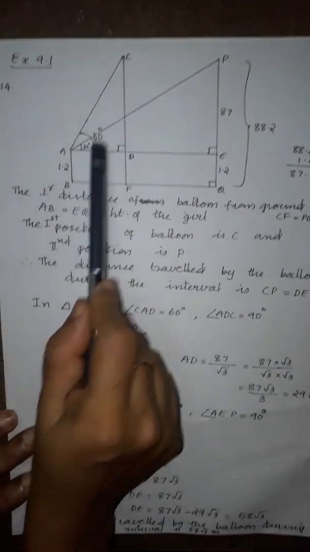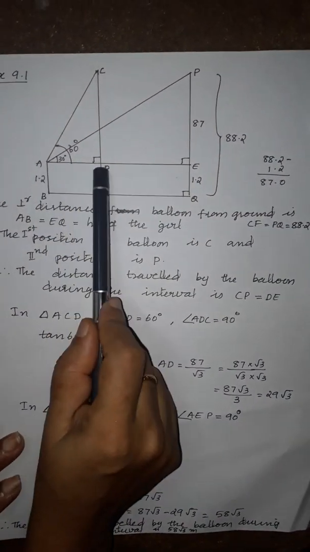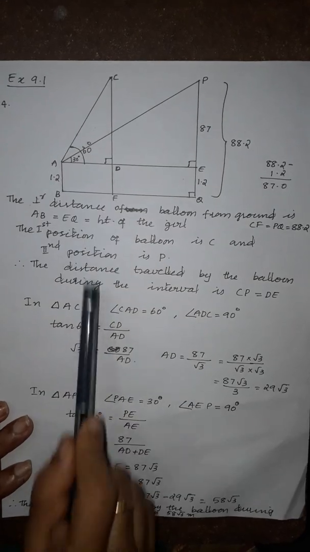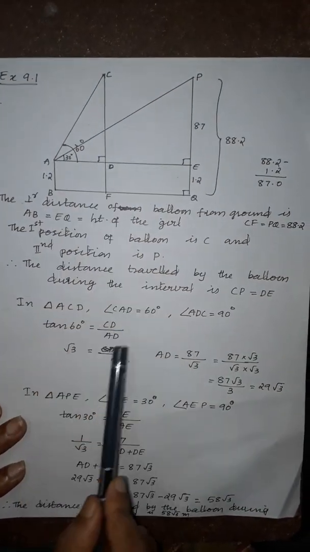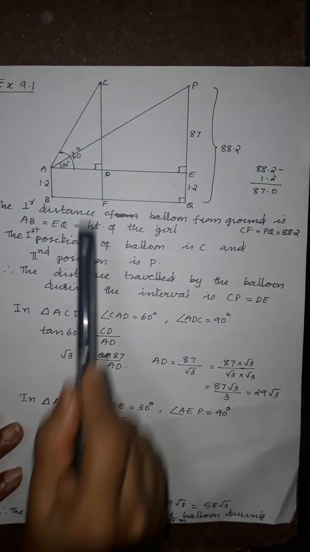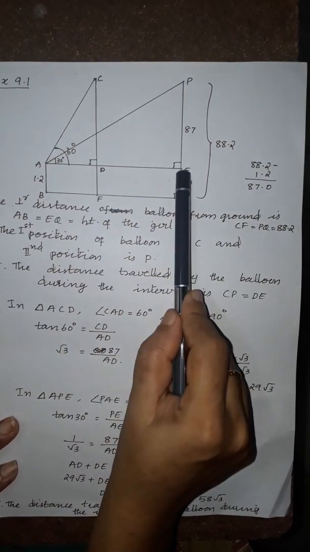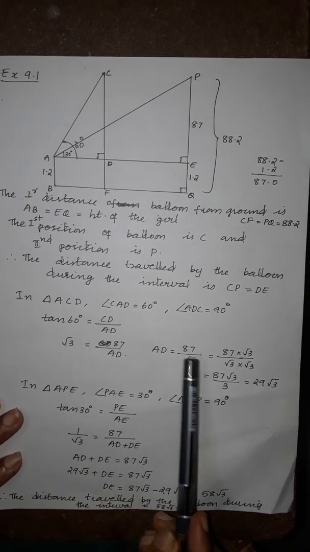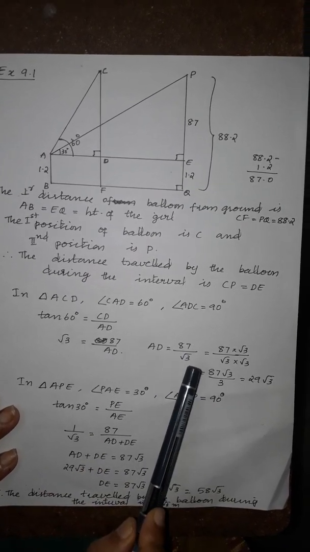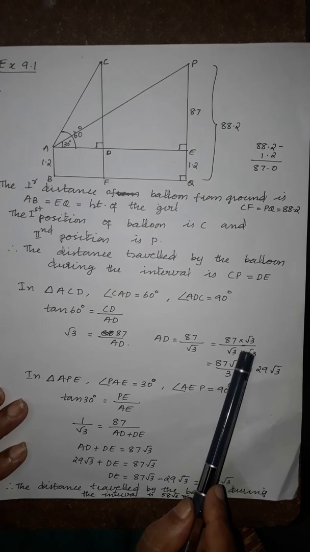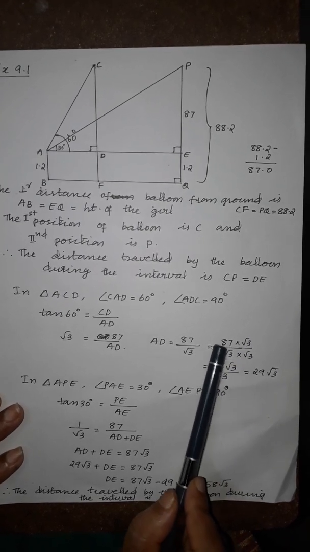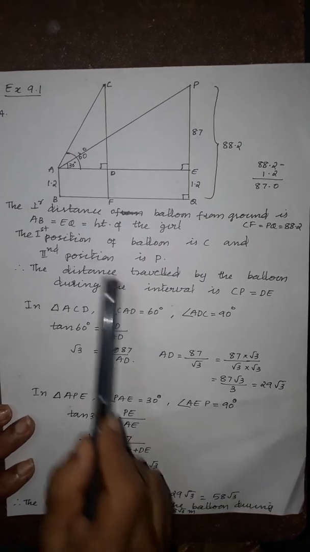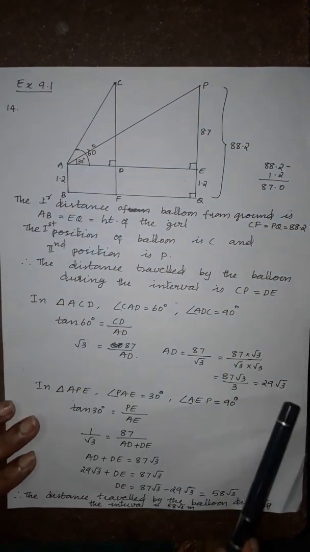According to the 60 degree angle, CD is the opposite side and AD is the adjacent side. So obviously we use tan. Tan 60 is equal to opposite by adjacent, CD by AD. Tan 60 value is root 3. CD length is equal to PE, that is 87, by AD. So by cross multiplication, AD is equal to 87 by root 3. We rationalize the denominator: multiply numerator and denominator by root 3, so 87 root 3 by 3. 3 and 87 cancel, giving 29 root 3. So AD is equal to 29 root 3.